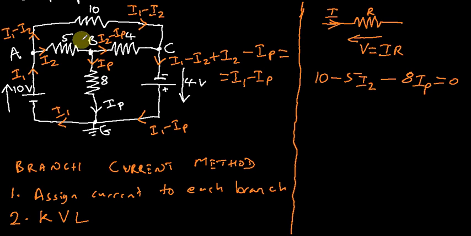Let's go to the next loop. Let's consider this upper loop over here. We can start from anywhere. Let's say we start from this point, and let's assume that's zero. By the time I'm moving clockwise, the current moving is I1 minus I2.